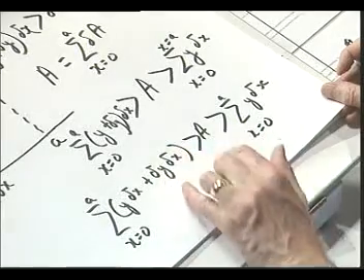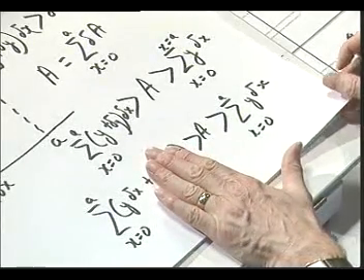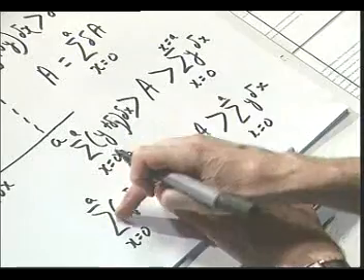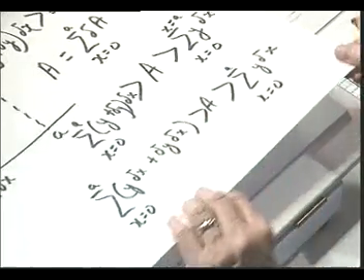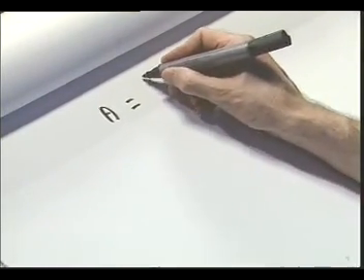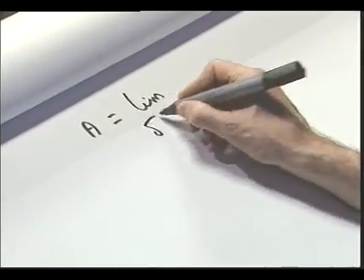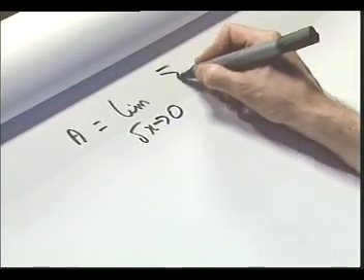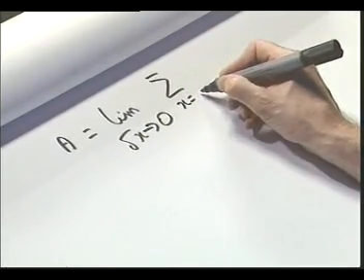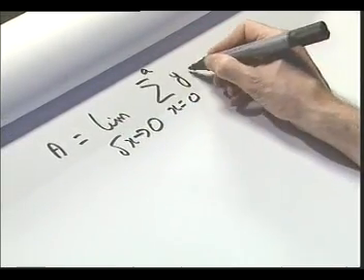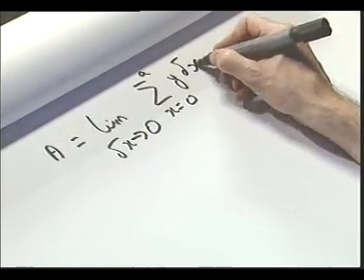But when that happens, let's just cover that up, we see that A is trapped between two things which are identical. And so what we have is that A is equal to the limit as delta x tends to 0 of the sum from x equals 0 to a of y delta x.